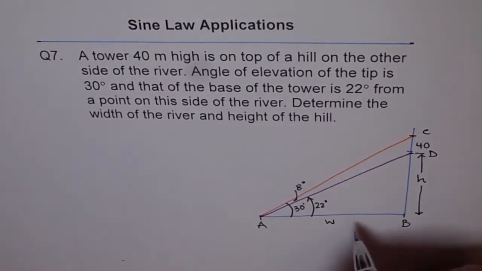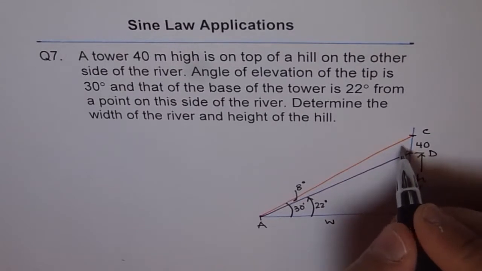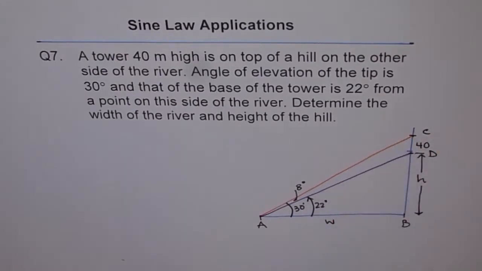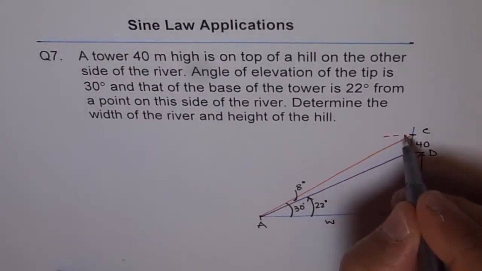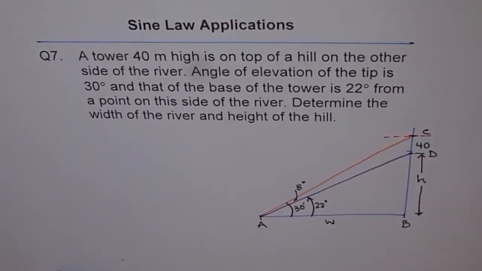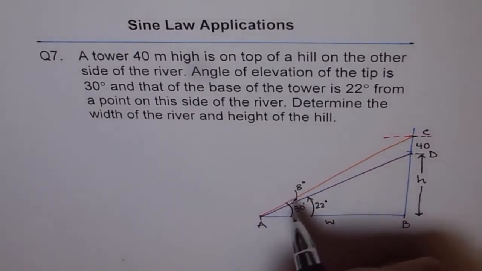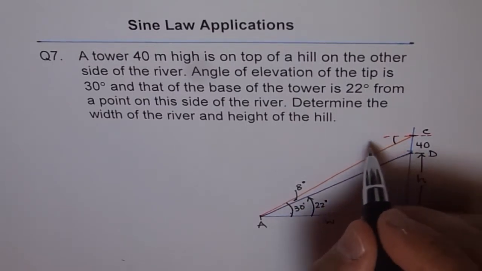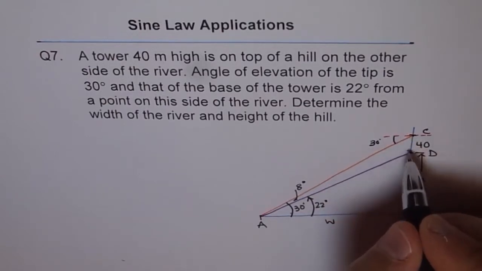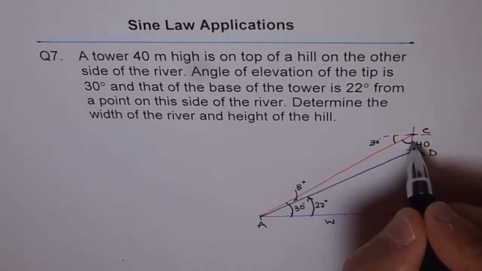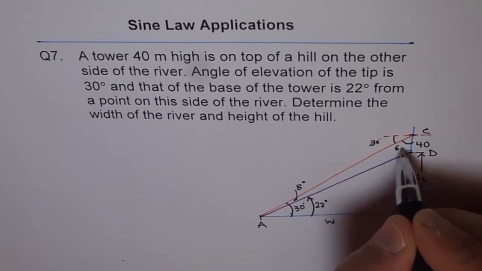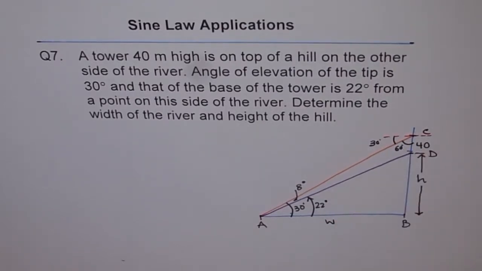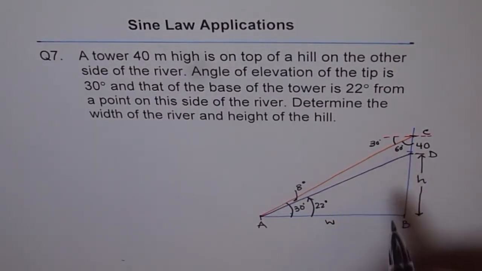Now, which other angle can we find? We can find the angle right here, so let me draw a dotted line. The first thing is you sketch, right? After you sketch, figure out all the angles which you may need. Now, with the orange line, we have the angle of elevation of 30 degrees. So this is 30 degrees. These are alternate angles. And inside the triangle here, it is 90 minus 30, which is 60 degrees, correct? So we found that angle also.